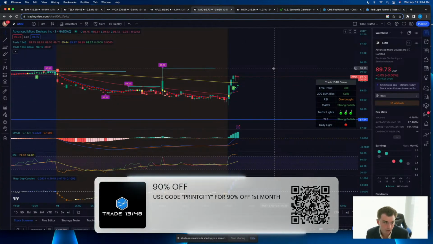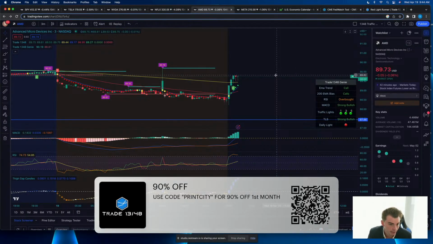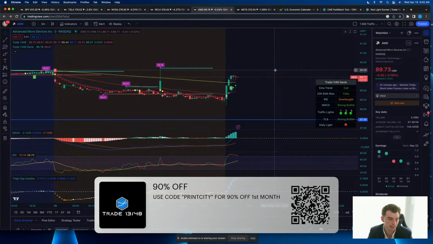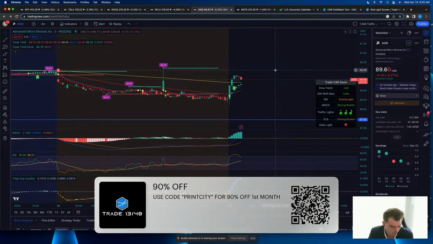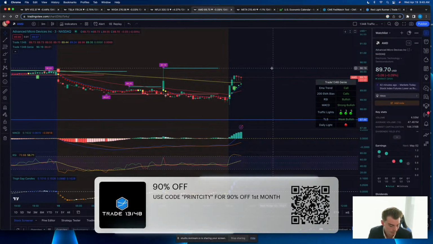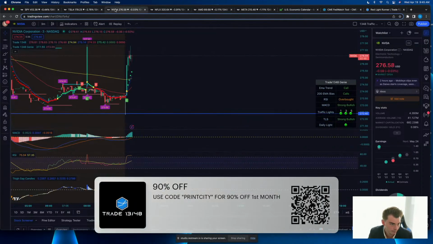Let's see. You just got this resistance right here. If it can't break through, right around 90. If it can break that, you might have some fun. That's a new candle coming down. They're buying it up though. They're buying it up. Let's see.